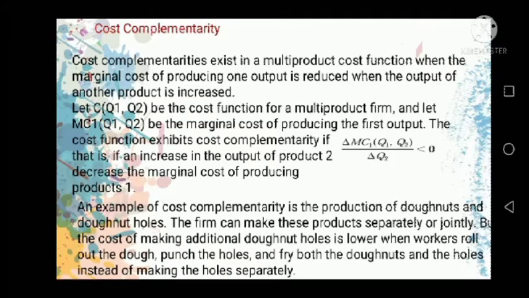An example of cost complementarity is the production of donuts and donut holes. The firm can make these products separately or jointly, but the cost of making additional donut holes is lower when workers roll out the dough, punch the holes, and fry both the donuts and the holes instead of making the holes separately.